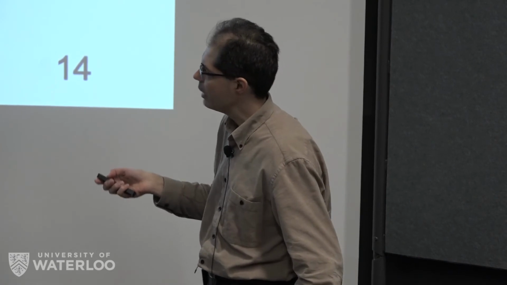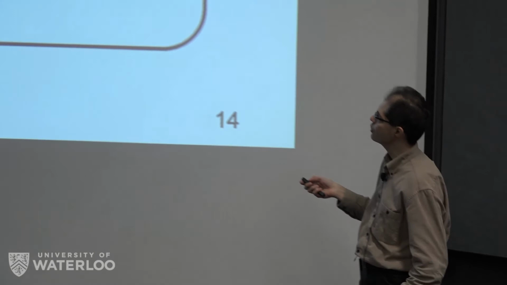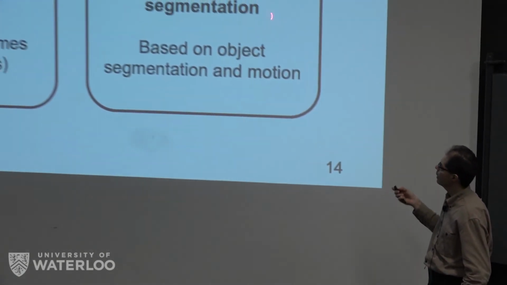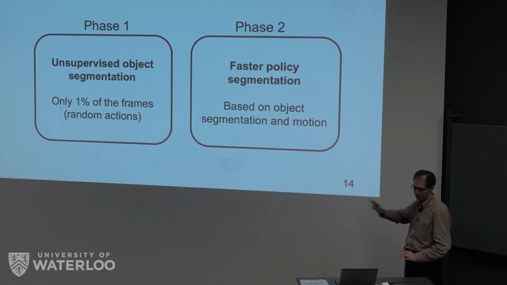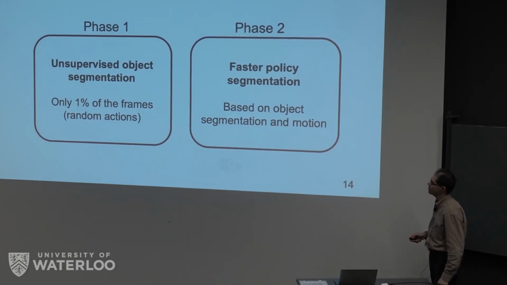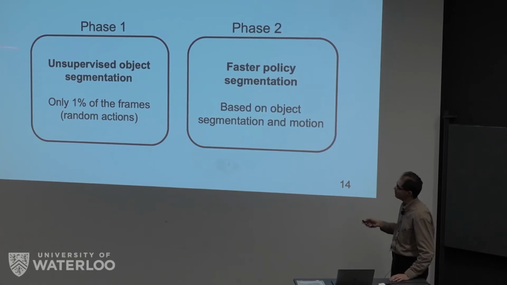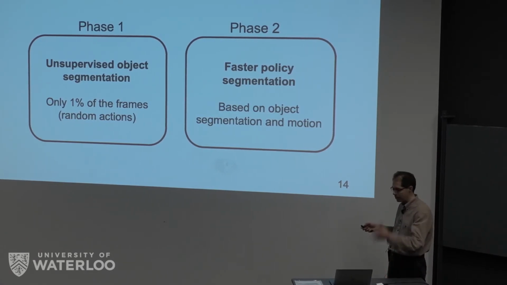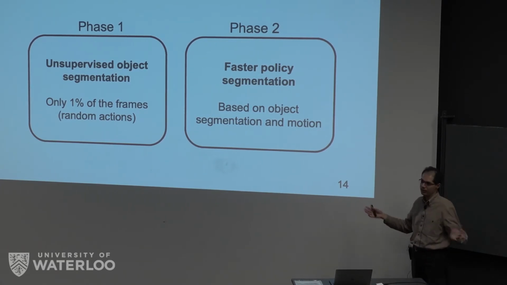Once this is done, then we can use those objects and their motion and feed that to the policy network that will then come up with policies faster. Okay, so we're going to have those two phases. And then the beauty is that for phase one, to get this higher level information, we're just going to use 1% of the frames, so it's going to be negligible in a sense.